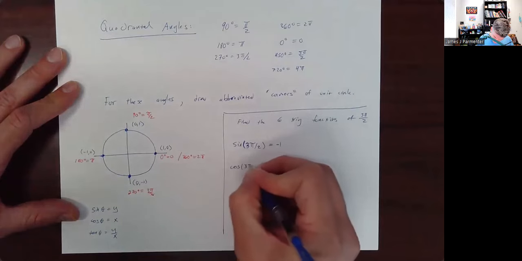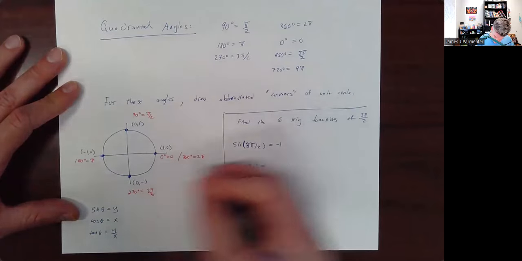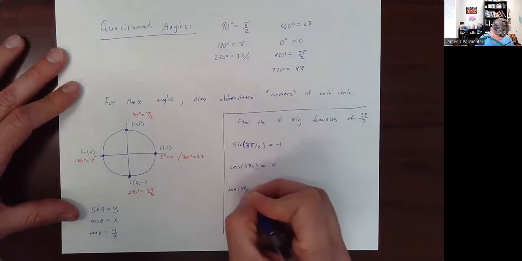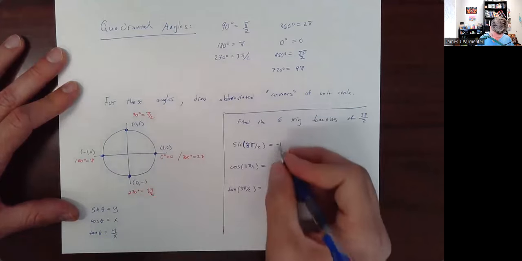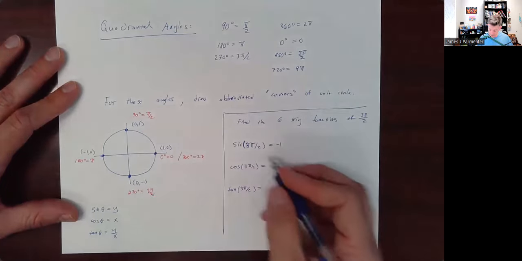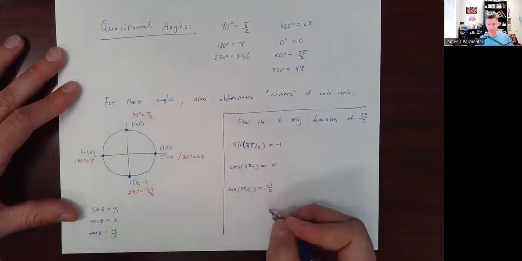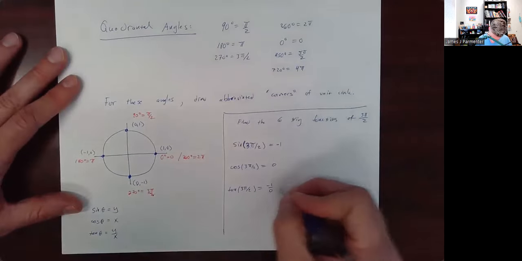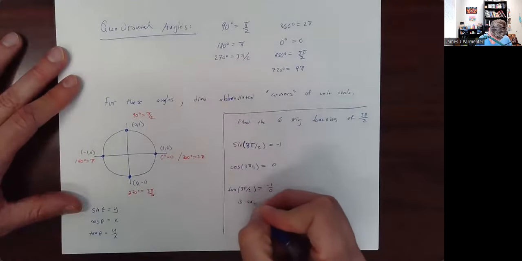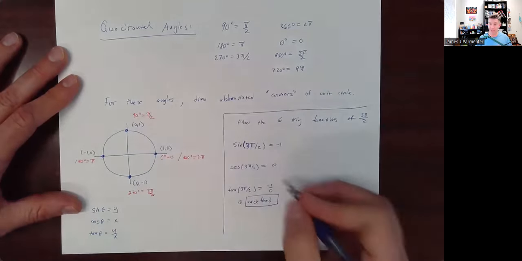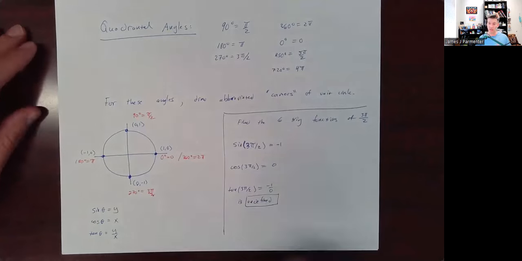Cosine of 3 pi over 2 is the x coordinate, which is 0. And tangent of 3 pi over 2, I do think it's okay to write that it's -1 divided by 0, because tangent is always sine divided by cosine, or y divided by x. But -1 divided by 0, I would either cross that out or say this is undefined. And I would make sure you emphasize the undefined nature. Whenever we have something divided by 0, it is undefined.